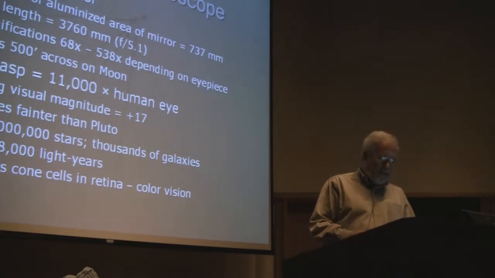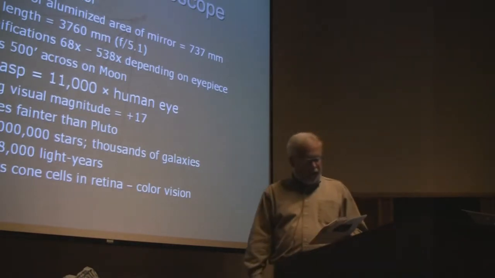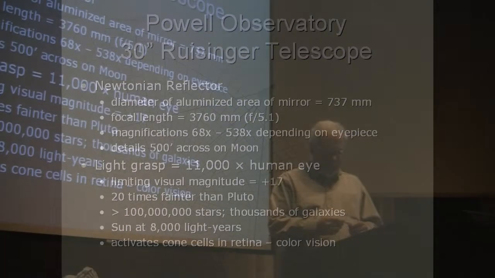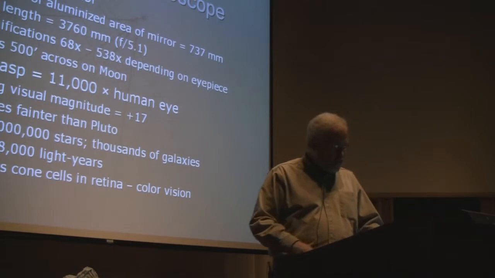All right, brag on the big telescope. This is the biggest one in 5 states that's open to the public. Really, the most important thing about it probably is the light grasp, because the illuminated area of the mirror is actually 29 inches across. It's gathering 11,000 times as much light as your eye. It can immediately go down to about magnitude 17. That's 20 times fainter than Pluto. We could see about 100 million stars with this thing, thousands of galaxies. We could see a star as bright as the sun, 8,000 light years away.